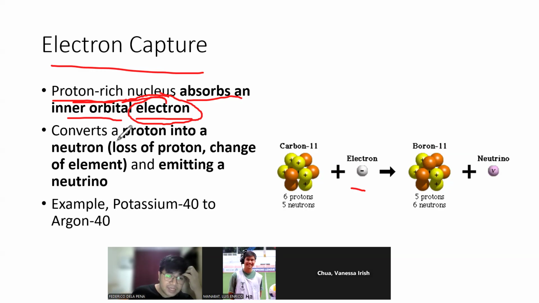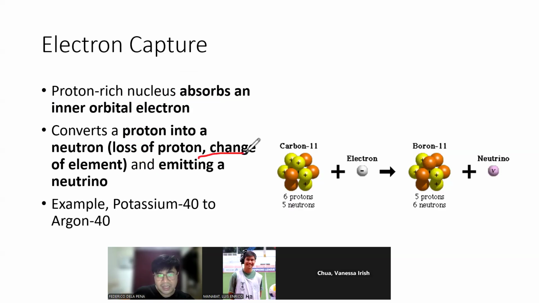This process converts the excess proton into a neutron. Therefore, there would be a change again in the number of protons. So you lose a proton and add a neutron. But either way, the important detail in electron capture is that there's a change in the number of protons, which will change the type of your element. For example, carbon 11 into boron 11.